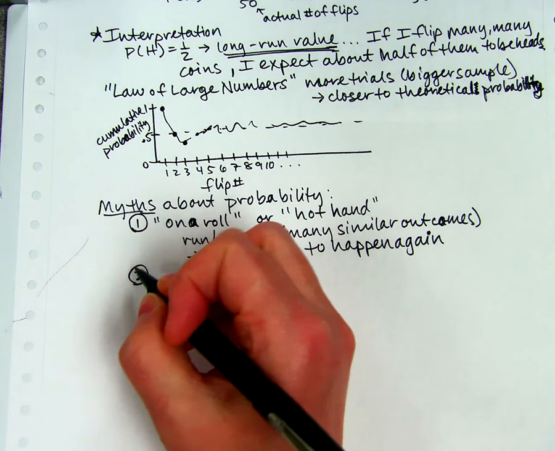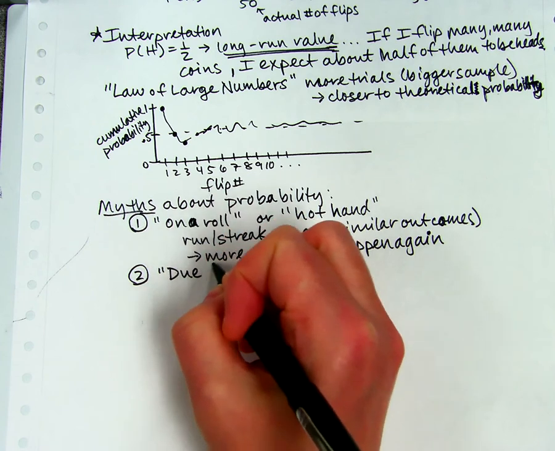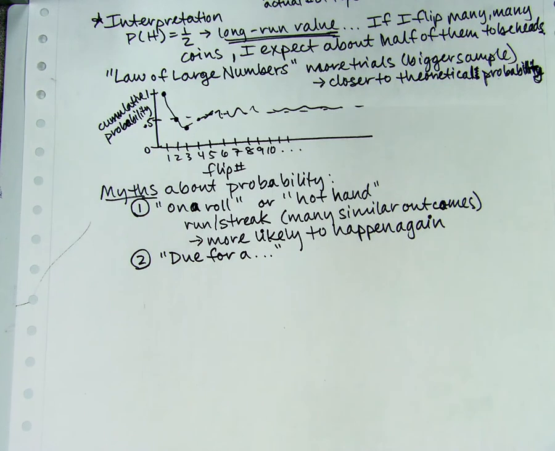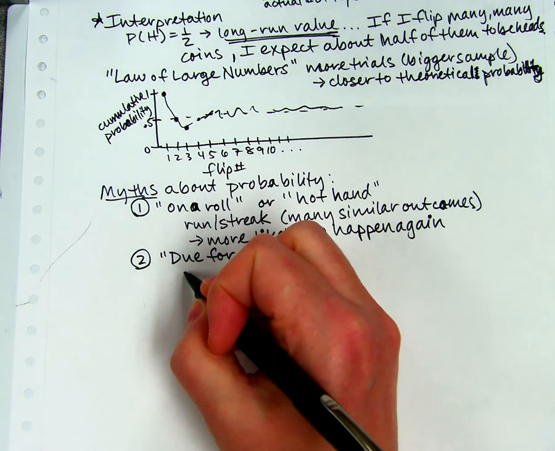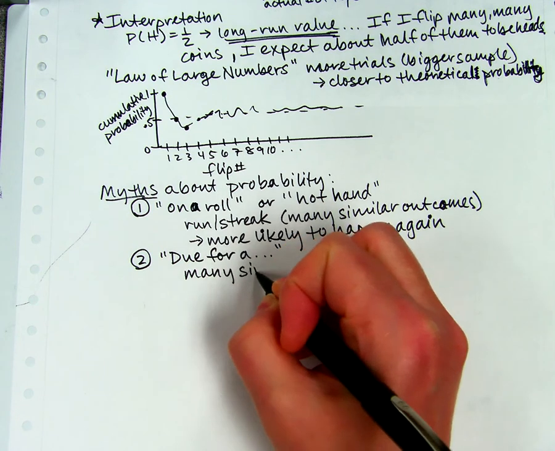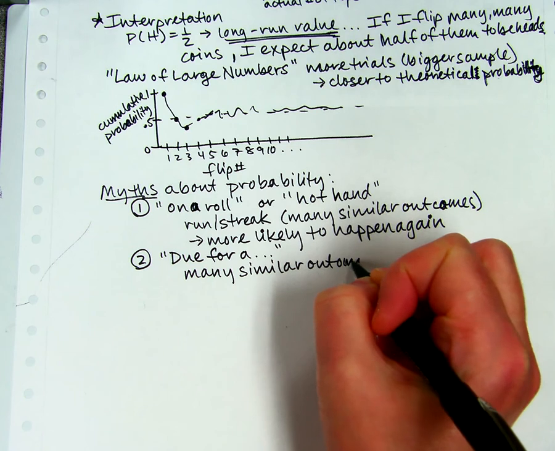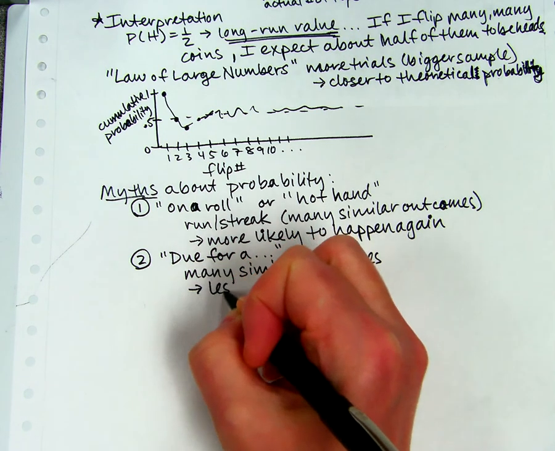The other myth is the opposite, which I could best phrase by saying I am due. Like, I haven't had a 6 in a long time, and therefore I'm due for a 6. I've got to have a 6 because I just haven't had one for a while. I must be more likely to get that. So once again, it's people who have many similar outcomes in their chance, whatever they're doing, and they think because of that, it's less likely to happen again.